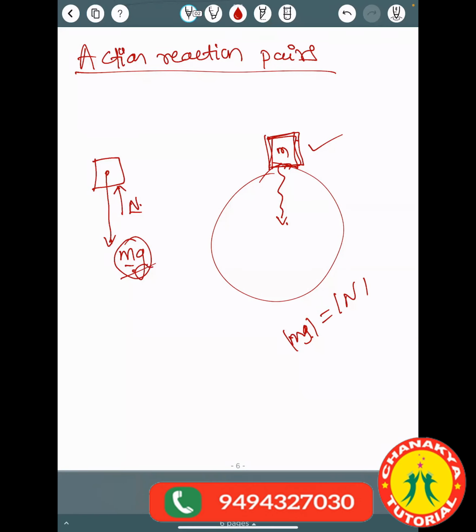So are mg and normal an action reaction pair or not? Action reaction pair means the forces which are equal and opposite in direction. That is the definition. So now tell me, are mg and normal an action reaction pair or not? Shrita? Yes, sir, I think they are.